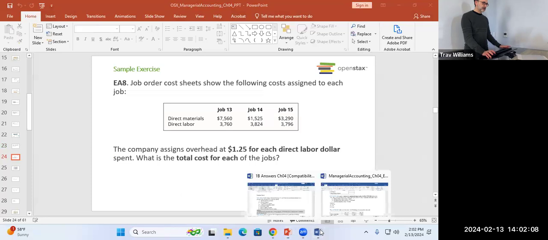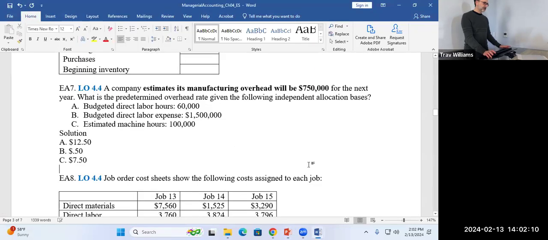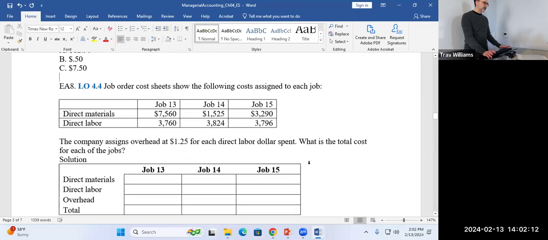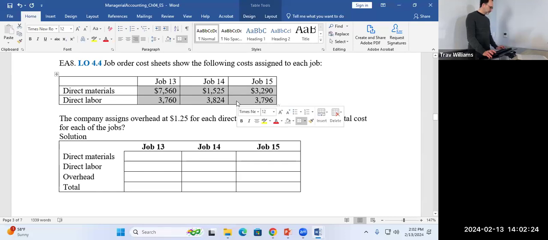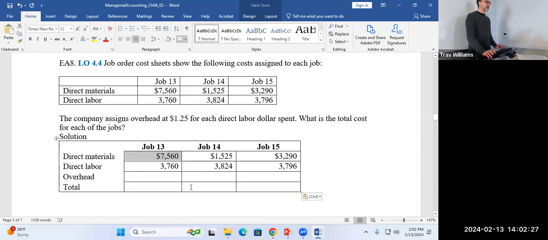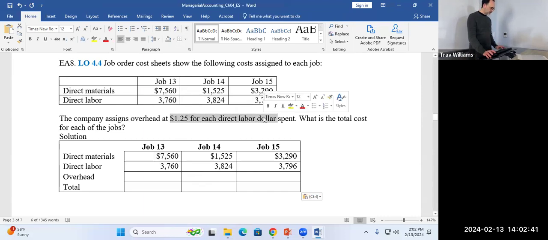This one, you're gonna have to do a little bit of number crunching on number 8. So we've got 3 jobs, right? 13, 14, and 15. We know the direct material and direct labor cost for each job. So if you like, you just copy and paste those right down into the table. Where the number crunching comes in here is that this company decided to assign overhead at $1.25 of overhead for each direct labor dollar.